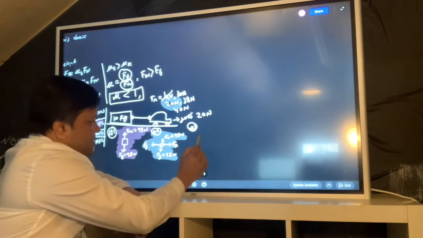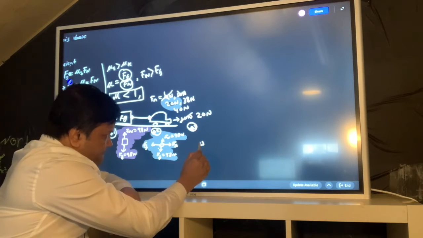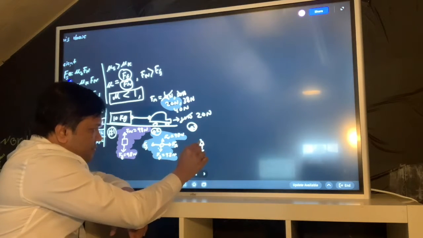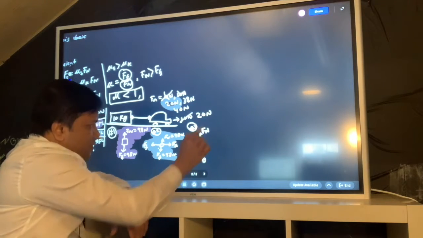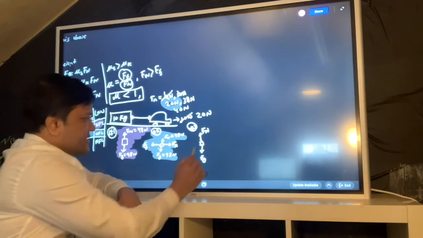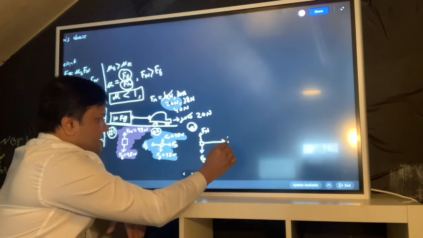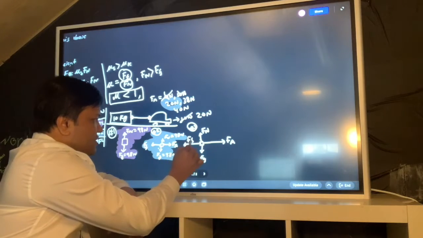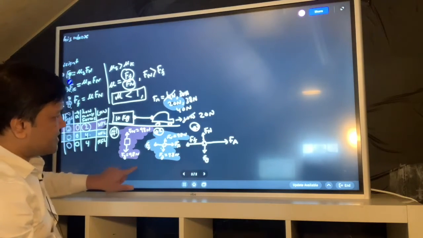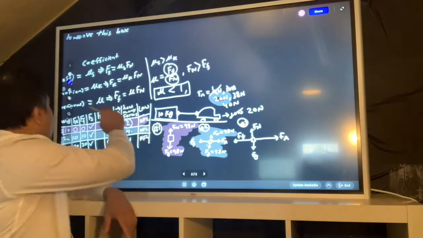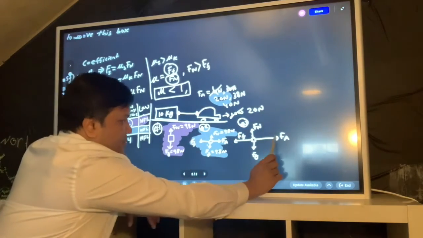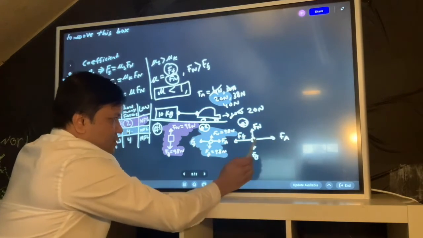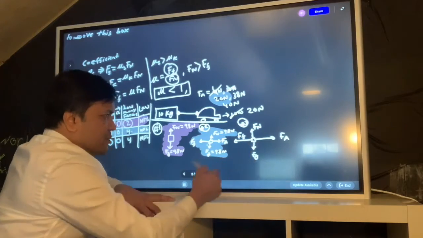So let's draw the box. In the y direction, the forces are equal in magnitude, so the net force is 0 in the y direction. In the x direction, you have F applied and F friction. They are equal in magnitude but opposite in direction. Notice that this arrow is longer. I have to make sure that they are equal in magnitude. So this one and this one are equal in magnitude but opposite in direction.